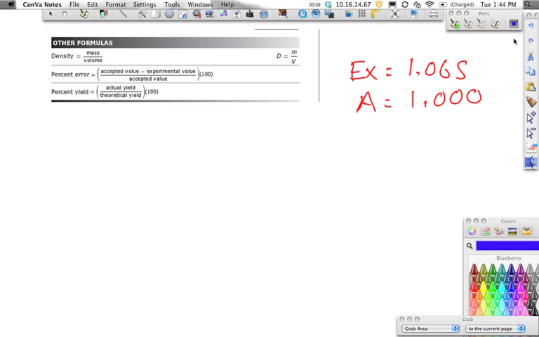Okay, let's go ahead and talk about percent error. Now, I've gone ahead and I took a screenshot of your star chart. Again, you can find this on your star chart under other formulas. And you can see that we have our percent error equation right here.